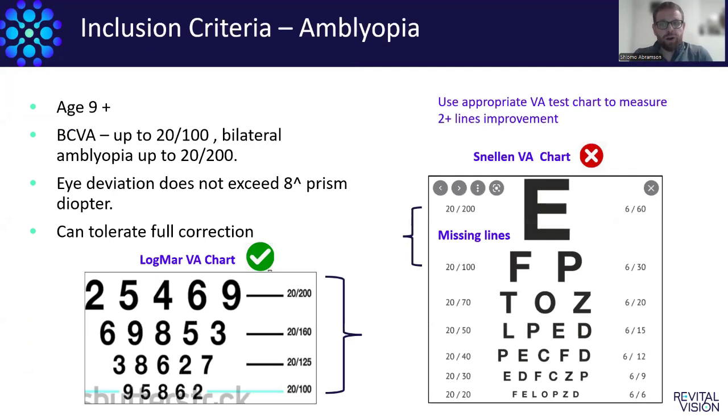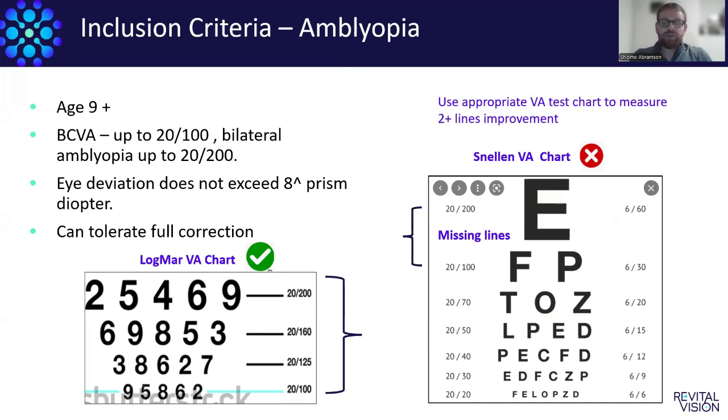Now the amblyopia criteria. The criteria for the amblyopia program are as follows. Ages 9 and up, best corrected visual acuity as low as 20/100 for monocular amblyopia and up to 20/200 for binocular amblyopia. Eye deviation should not exceed 8 prism diopters. The patient can tolerate the full optical correction in the amblyopic eye.